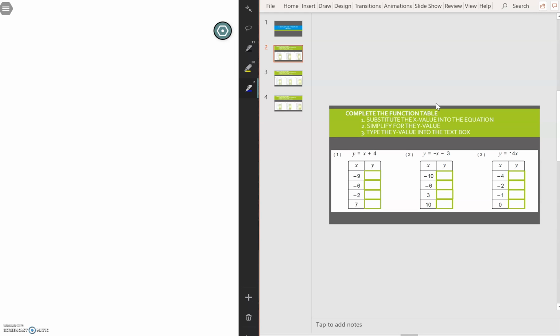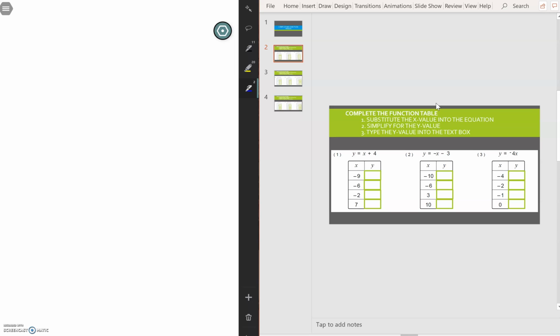The directions are to complete the function table, and we're going to do that by substituting the x value into the equation, simplifying for the y value, and then typing that y value into the box. Now, you have been substituting values in and simplifying in this class. We did this first semester, and this is one of the reasons why we practice that, so when we get to equations, we already have the background skills and knowledge to complete this task.